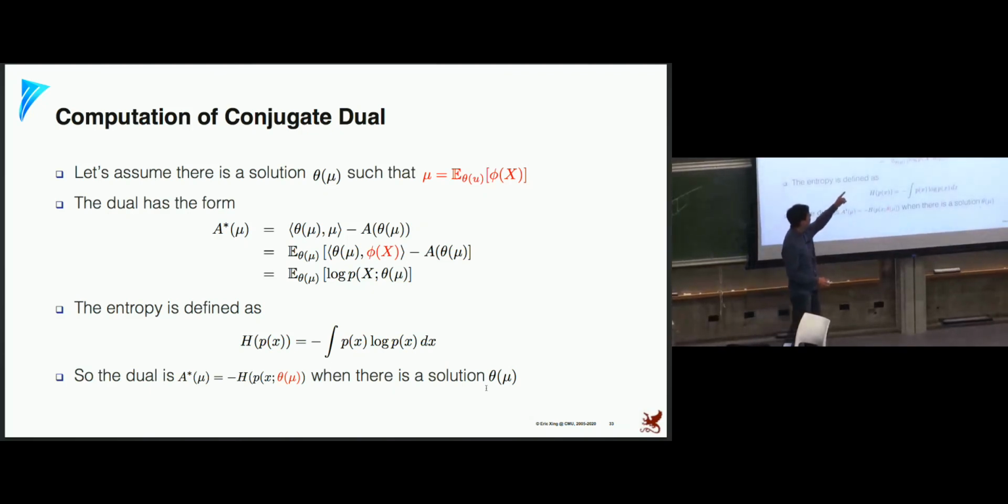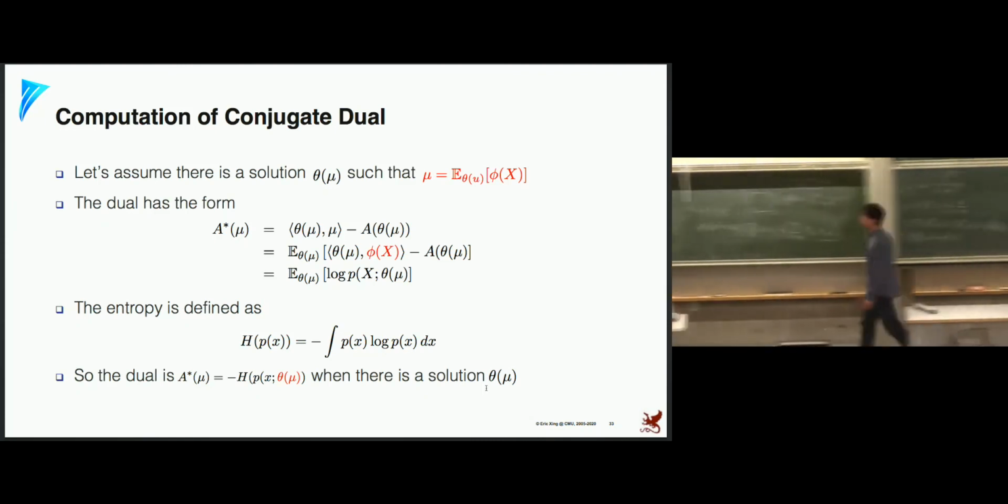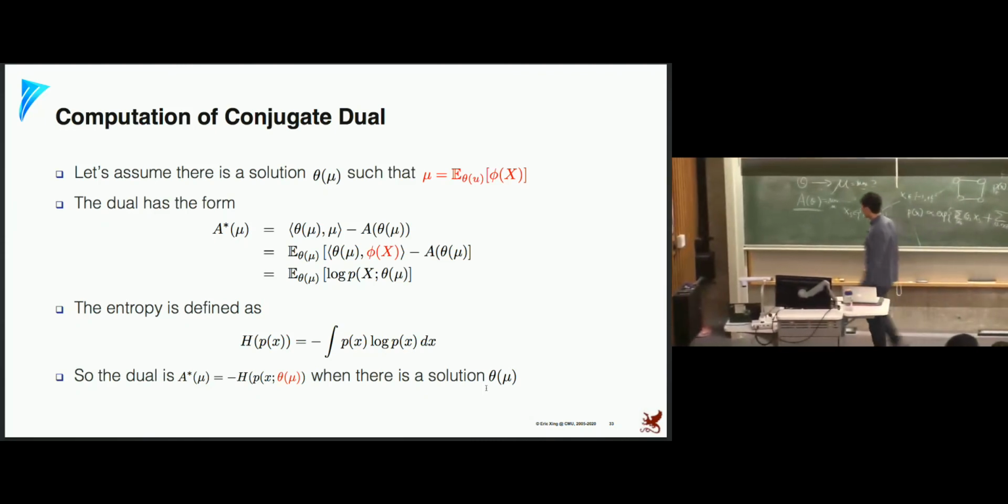If you plug this in, then mu is just going to be the expectation of log p. And the expectation of log p is just the negative of the entropy of the distribution. So we have an intermediate answer.